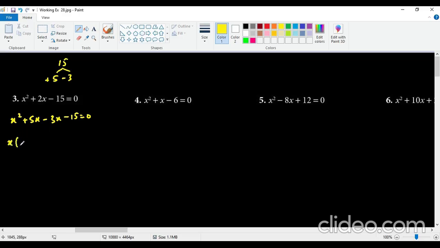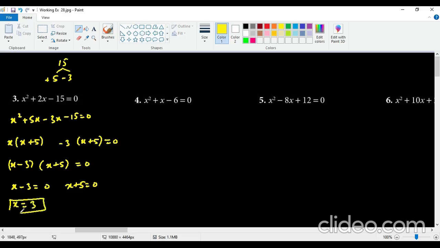Finding the common factor in the first and second, x plus 5 and x plus 5 will be in the bracket. Look at the third one, you already have x, so you write minus 3. So x minus 3 is going to be the first factor, and x plus 5 will be another factor, equal to 0. x minus 3 equals 0, and x plus 5 also equals 0. So x will be equal to 3, and x will be equal to negative 5. So these two are going to be your answer. So in the answer, you can write 3 and minus 5.